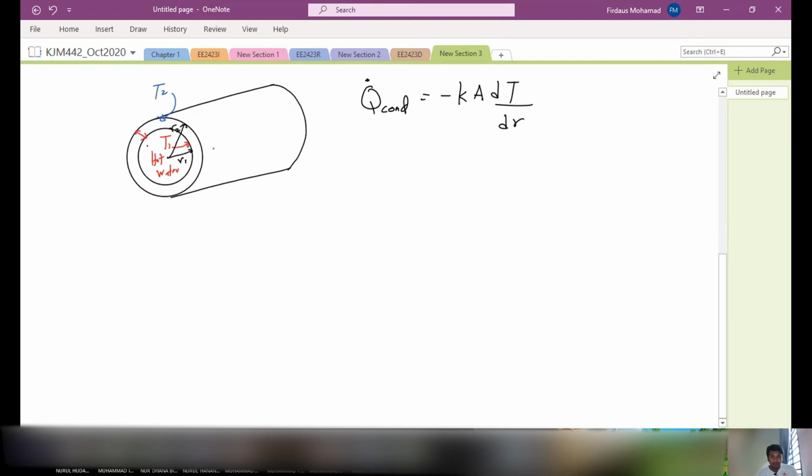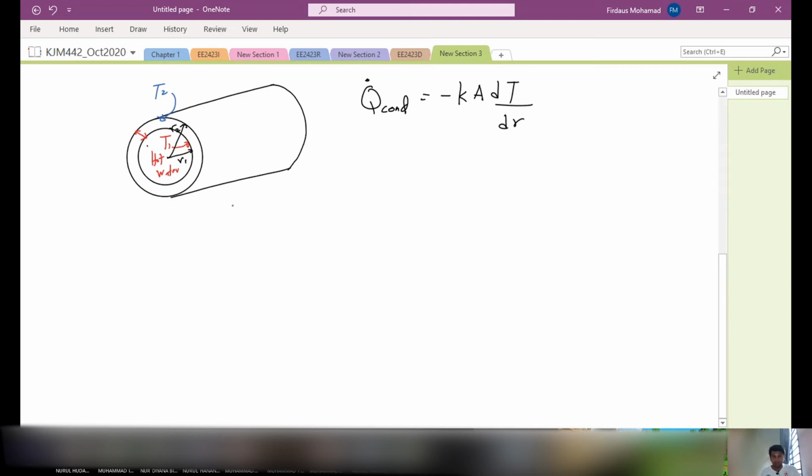For a plane wall, the area is constant, right? It has nothing to do with the thickness. Right? Okay. The area is constant, but for the cylinder, the area is not constant. The area changes linearly with respect to the radius. So that's why we need to integrate.